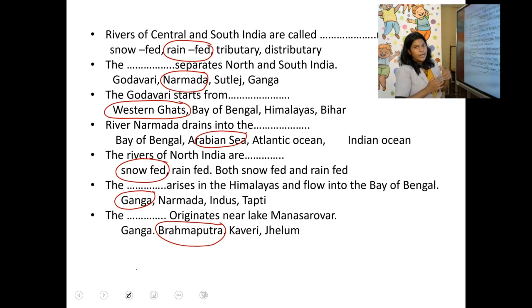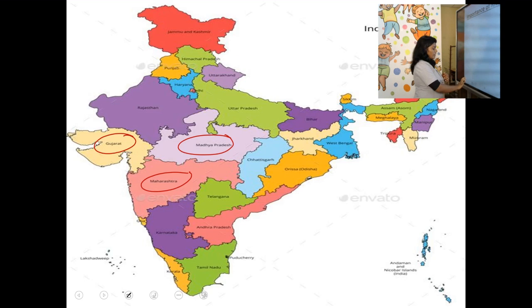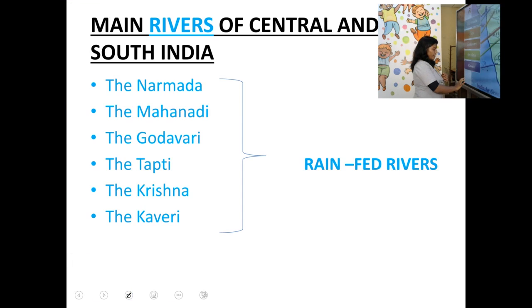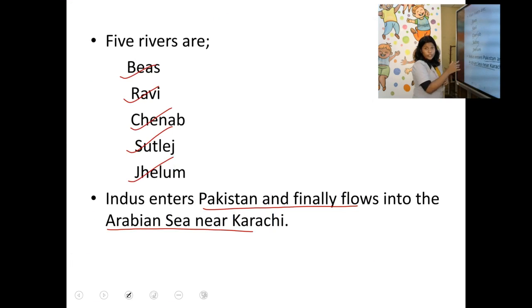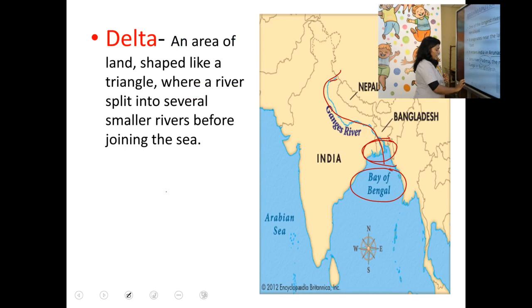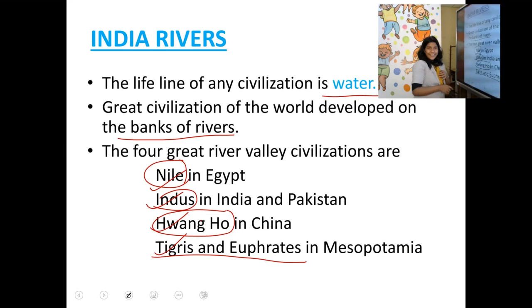So got it? That is all for the chapter. If you have any doubt, you can call me. I also gave the number. So you can call me on the number if you have any doubt about this chapter. In this chapter we learned about two types of rivers, snow-fed rivers and rain-fed rivers, and the important rivers also. So I hope you understood. Okay, thank you.